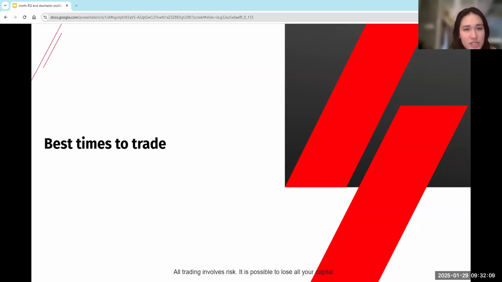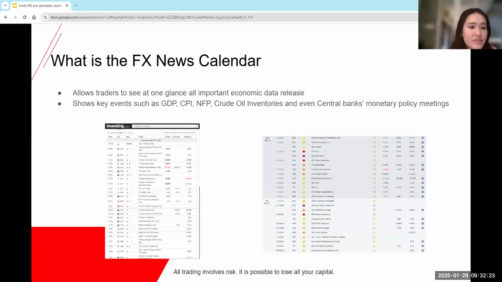You do this by providing maybe more specific examples of historically high impact trading days and their significance for the different markets that you've experienced. One example is using an FX news calendar. It allows traders to see at one glance all important economic data releases, and shows us key events such as your GDP, CPI, NFP, crude oil inventories, and even central banks' monetary policy meetings.